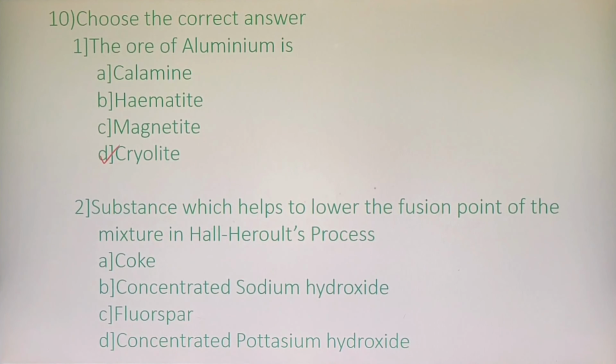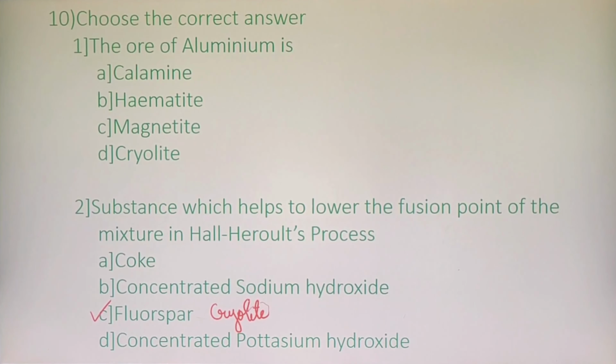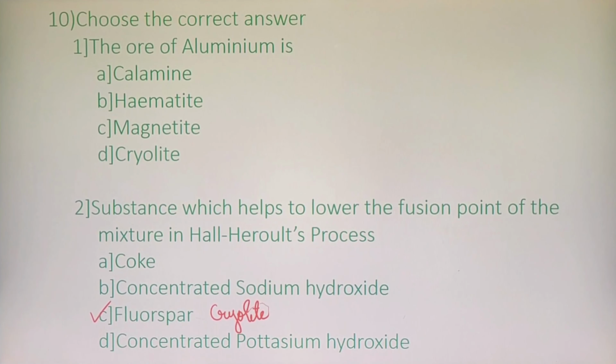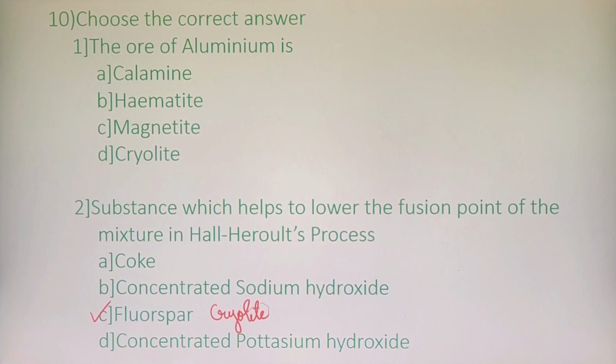Next, substances which help lower the fusion point of the mixture. When I say fusion point, I mean it is the melting point of the mixture, children. It is fluorspar. Okay, we should know that fluorspar and cryolite, these two things help in lowering down the melting point of the mixture. Okay, so the correct answer here is fluorspar. If cryolite is written, that is a much more correct answer. But because here cryolite is not mentioned as an option, you can write the answer as fluorspar here.